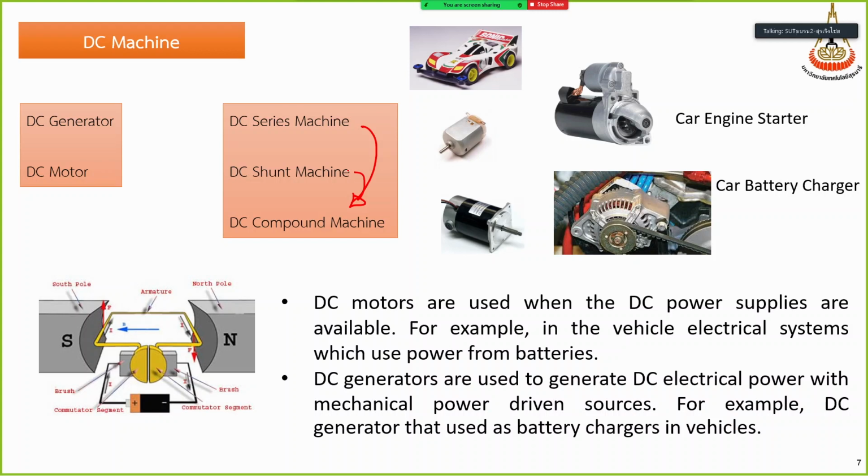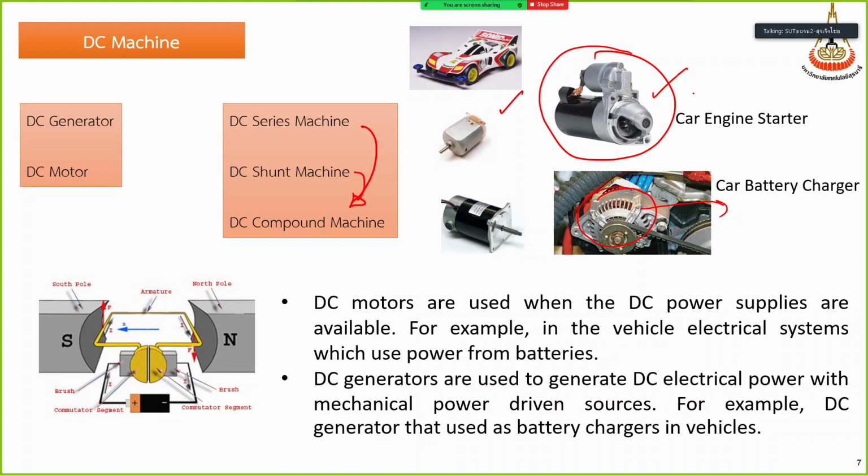Maybe a DC machine is very close to your common life. For example, it may be in your toy when you were a child, or the car engine starter, right? This is a car starter, and the car battery charger. This is a generator. When the car engine is turning on, this machine will charge the current to the battery of your car. And this is to drive the engine to start.